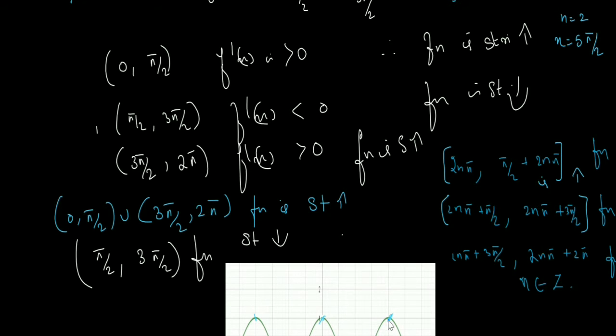So add 2n pi everywhere, since 2 pi is the period of the function. From 2n pi to 2n pi plus pi by 2, the function is increasing. Similarly, from 2n pi plus pi by 2 to 3 pi by 2 plus 2n pi, the function is decreasing. And from 2n pi plus 3 pi by 2 to 2 pi plus 2n pi, the function is again increasing, where n is an integer.